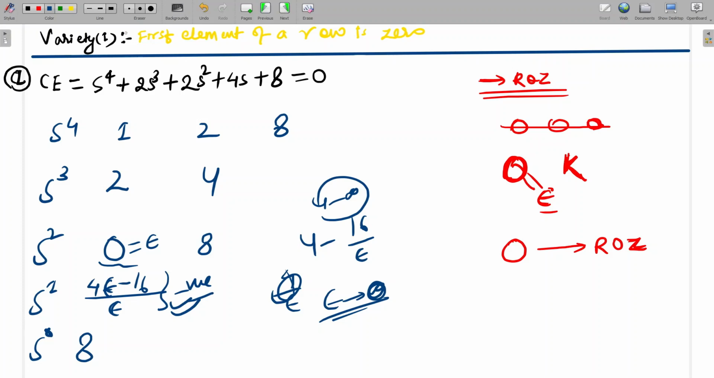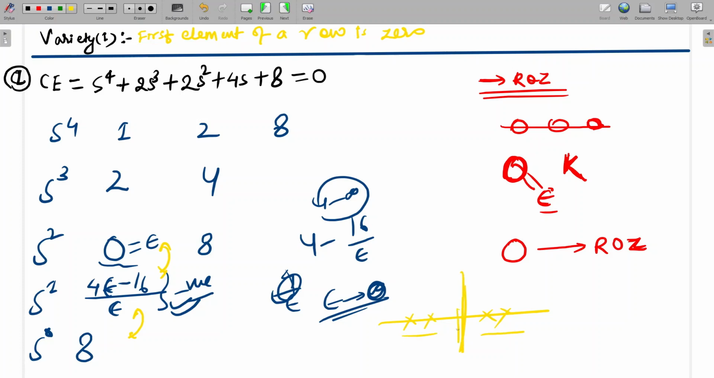Okay. And if you see here, then two sign changes will be there. Here to here one sign change and here to here one sign change. So our system will be unstable. Okay. And two poles will be there in the right half, since there are two sign changes here, and the remaining three will be in the left half.